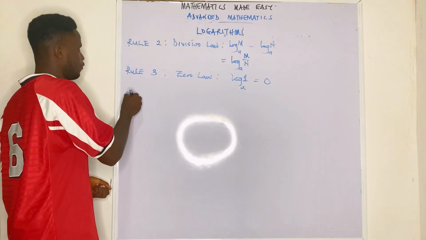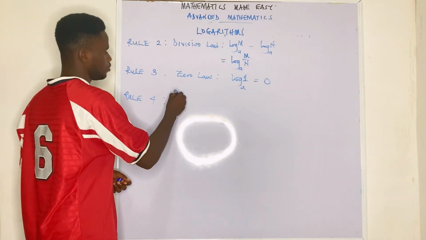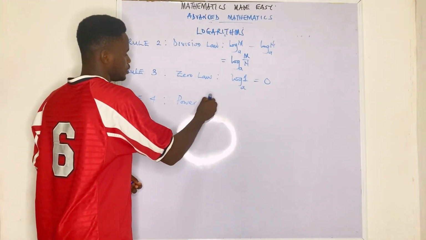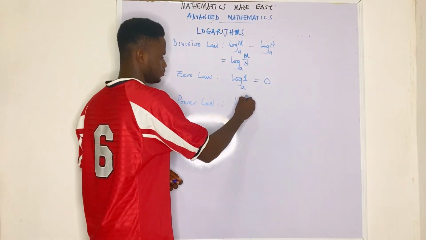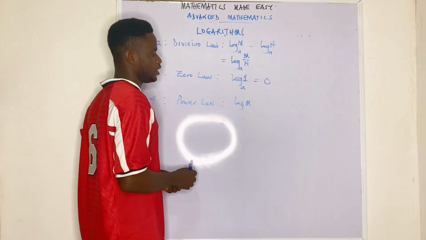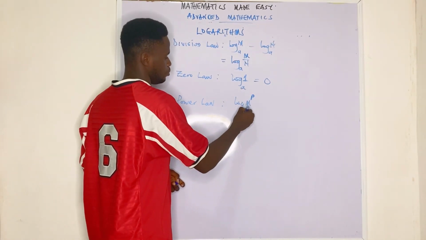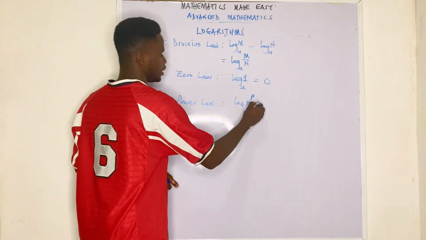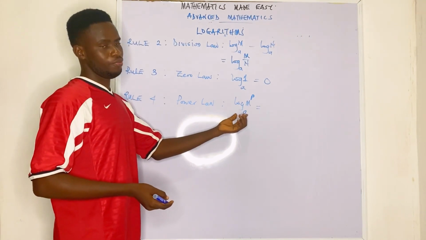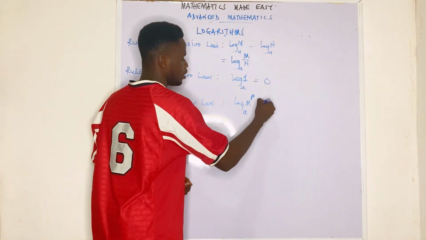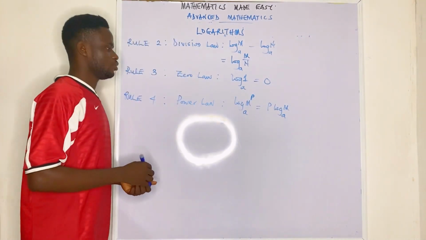So rule number 4 is the power rule, or you say power law. Here, if you are given logarithm of a number and that number is carrying power, let's say it's carrying power of p now, here to base a now, the rule says that the power will multiply the logarithm of that number to the base. So this one will simply give us p multiplied by log m base a. So this is the power rule.